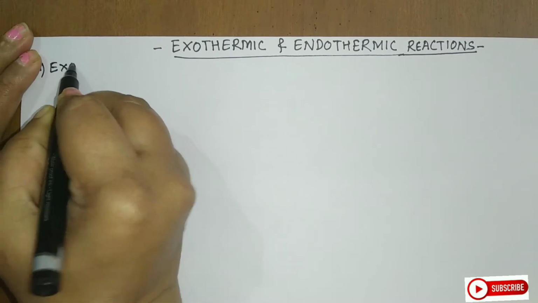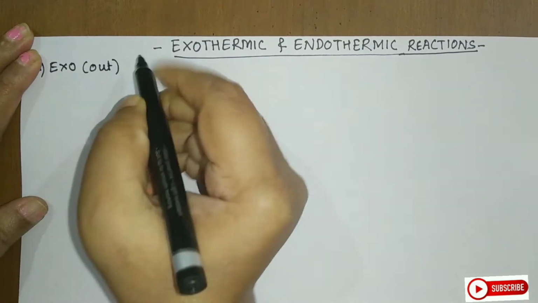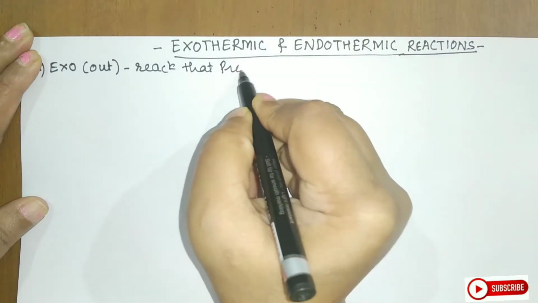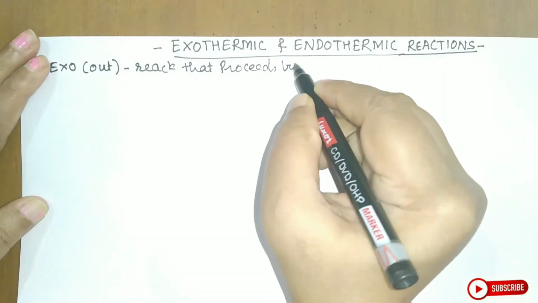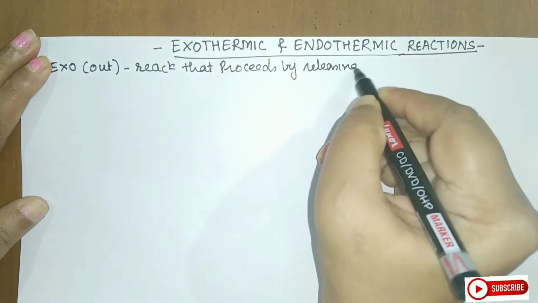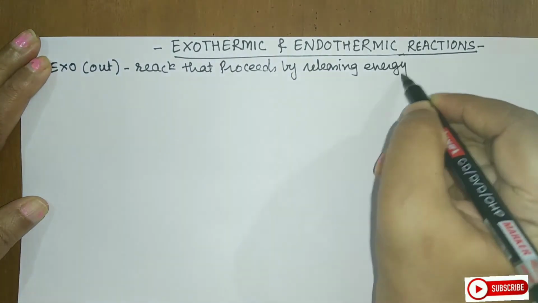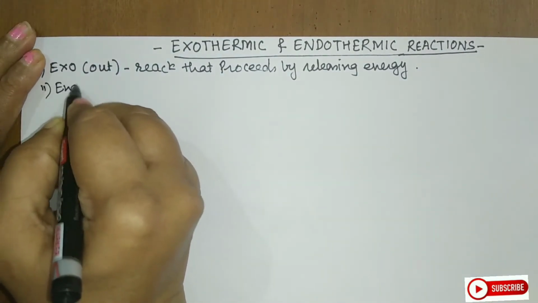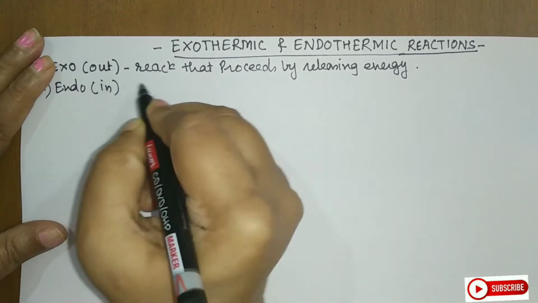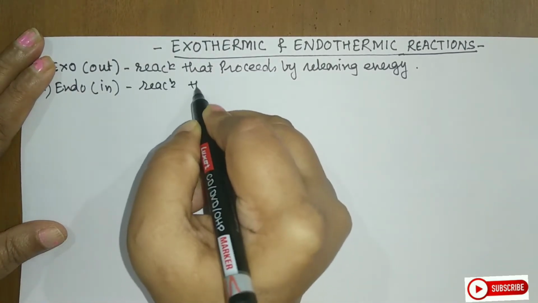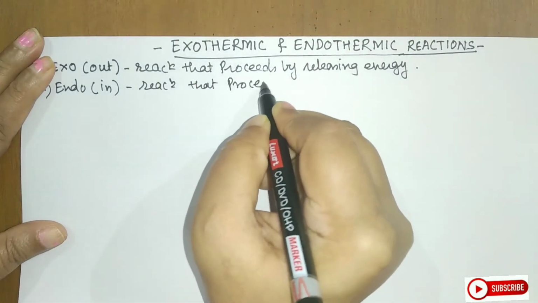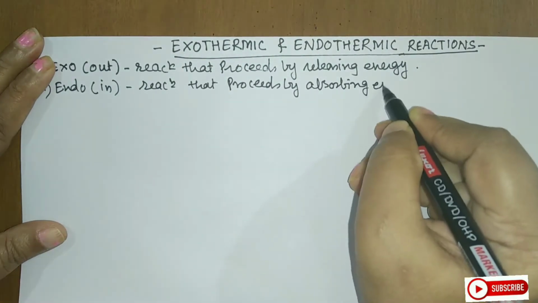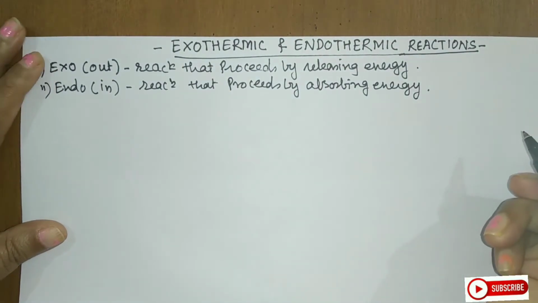Here, the term exo means out. So a reaction that proceeds by releasing energy is called an exothermic reaction. Then what is an endothermic reaction? Endo means in. So the reaction that proceeds by absorbing energy is called an endothermic reaction.